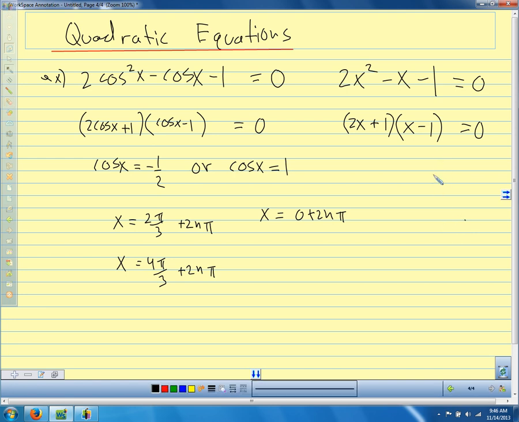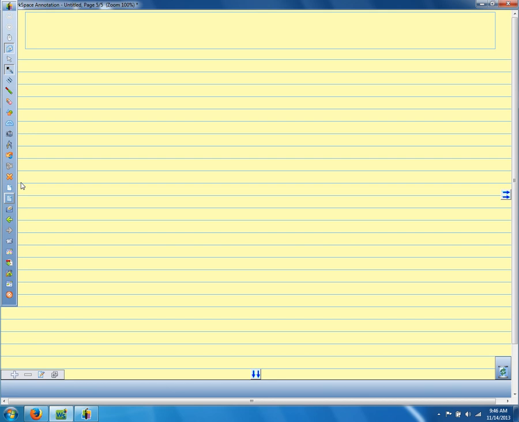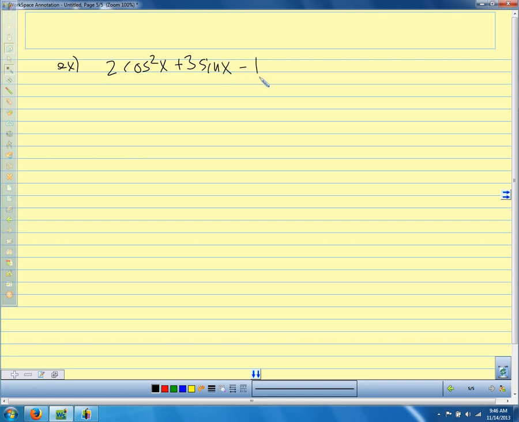All right, let's look at another one of these. 2 cosine squared x plus 3 sine x minus 1 equals 0. And we want to solve that. So what's our problem here? We have a cosine and a sine. And it's not like the one we did with the cosecant and the secant, where we can just factor one out, because we have this 1 here. We don't have multiple trig functions here. So what do we do?